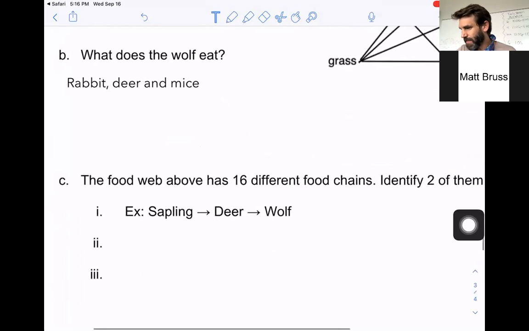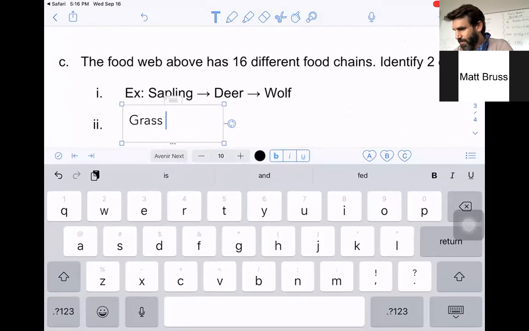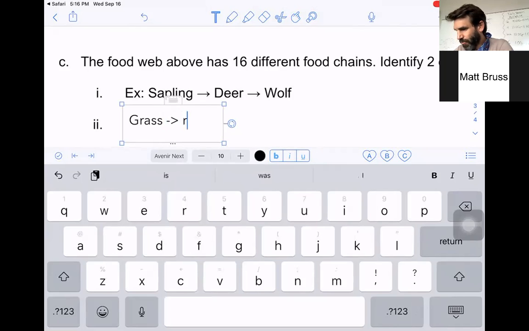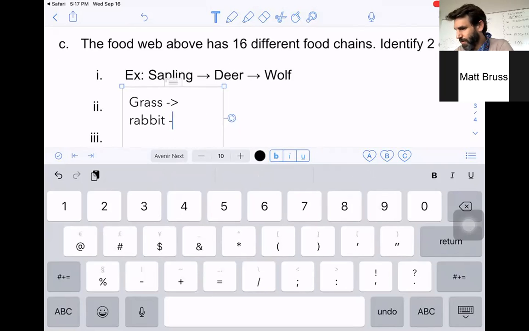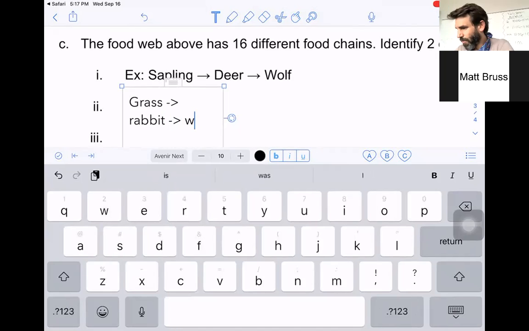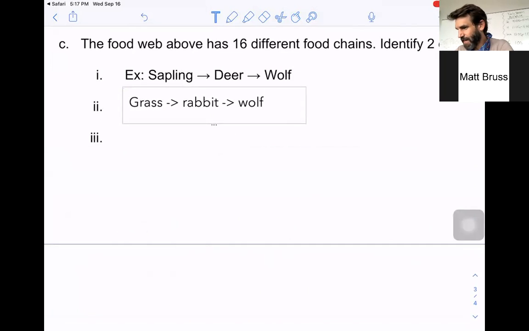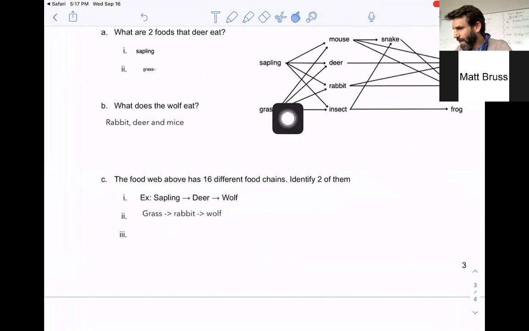So if I typed in here and I said grass, and maybe I make a little dash and an arrowhead, grass to rabbit to, let me see if I can make another arrowhead, to a wolf. All right, I'll put the keyboard down and I'll stretch this out so it looks like a nice little food chain there. And look at that, grass to rabbit to wolf.